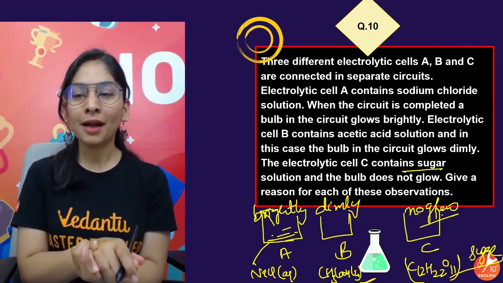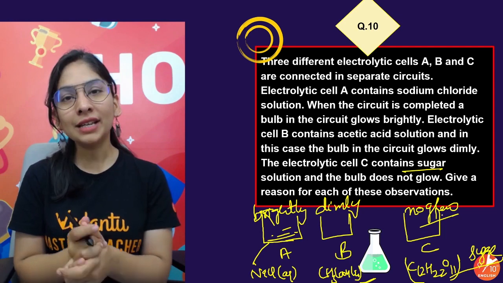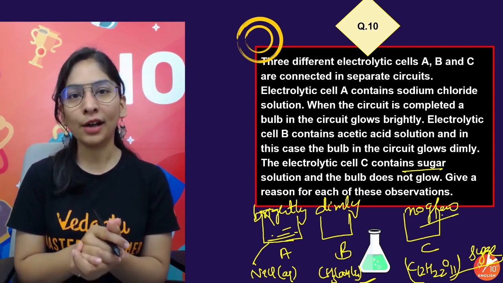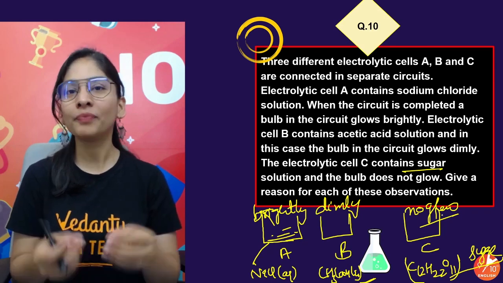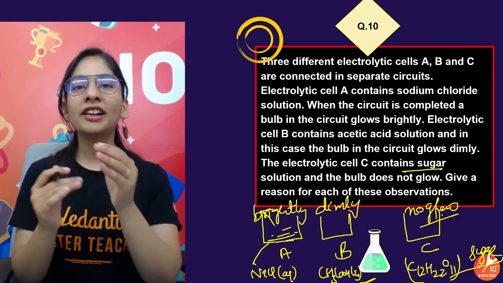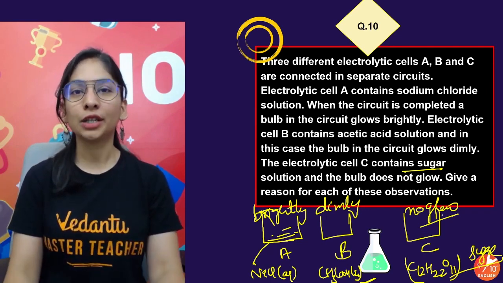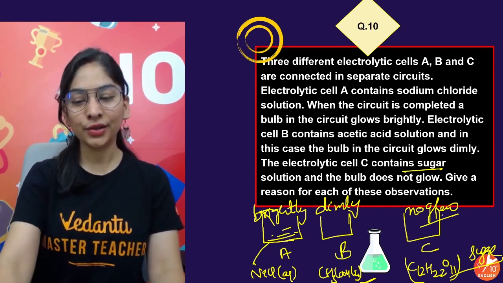Fewer ions are going to pass through the circuit, so less electricity, and the bulb will glow dimly. But in the case of sugar, that's a covalent molecule, and covalent molecules won't dissociate into ions; they will be there in the molecular form. No free ions, no conduction of electricity, and electricity is not reaching the bulb, so the bulb will not glow at all.